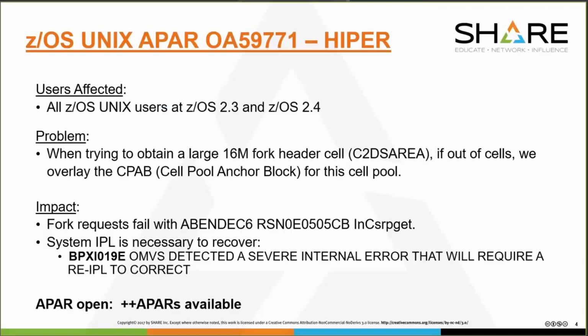and in that case, you would see a BPXI019E message indicating that OMVS had a severe internal error and a re-IPL is necessary to correct. Now this APAR is very recent, so there are currently no PTFs available. However, there are PE APARs that are available upon request.